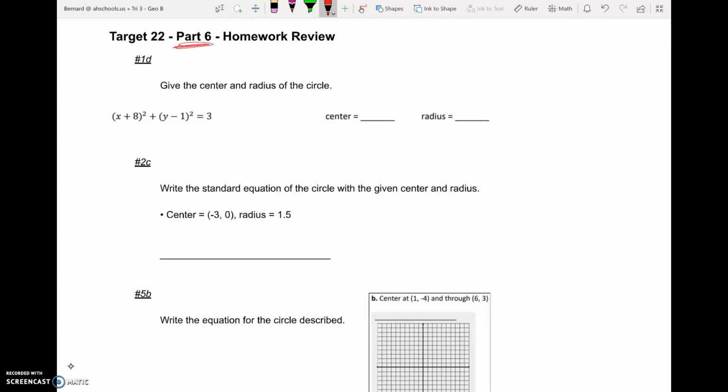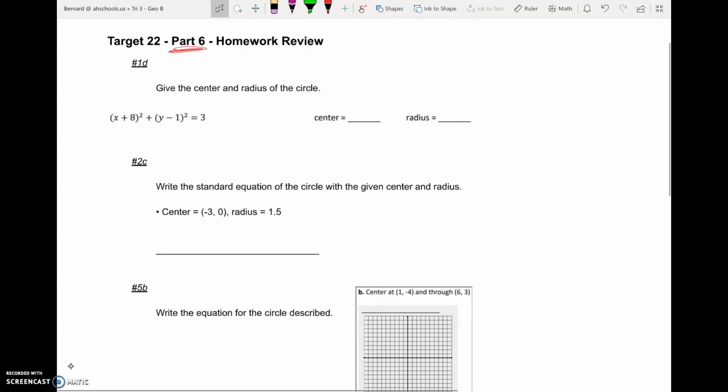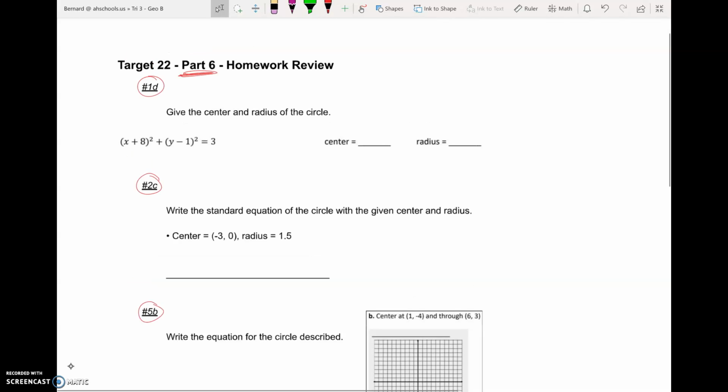As always, this is based off of the Part 6 worksheet. We pulled 3 problems from it, and we are going to go through those 3 right now to continue to give you more guidance on Target 22 and this skill revolving around understanding the equation of a circle and how it relates to graphing it in the coordinate plane. So the 3 problems we're going to go through are 1D, 2C, and 5B, and so let's get to it.